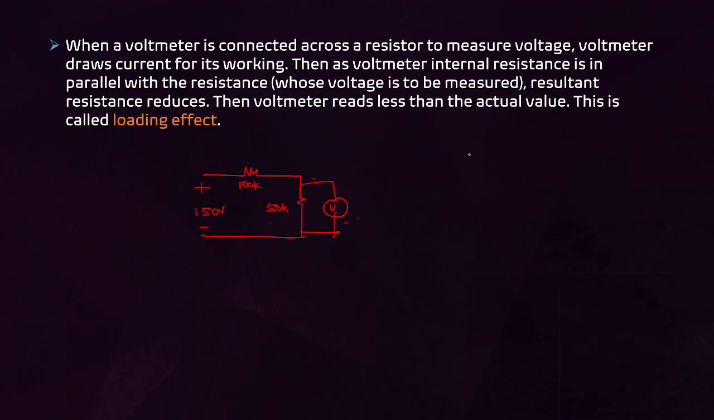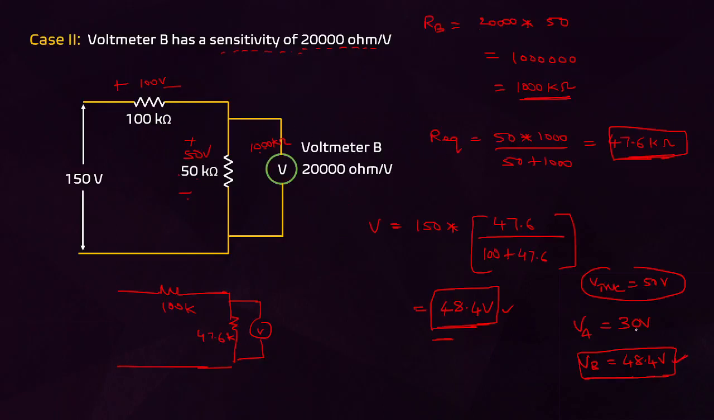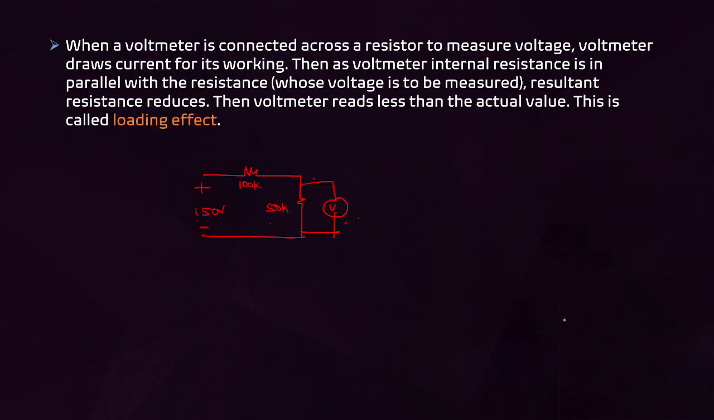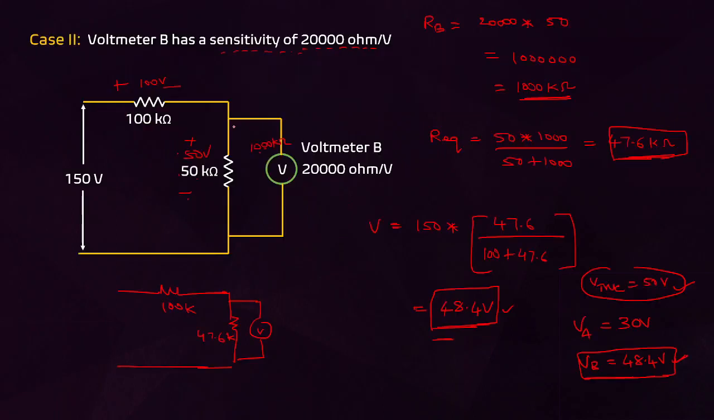Then the voltmeter reads less than the actual value. The actual value is 50 volt. It should read 50 volt, but now it is reading 48.4 volt. In case 1 it was reading 30 volt only, right? So this is called loading effect.